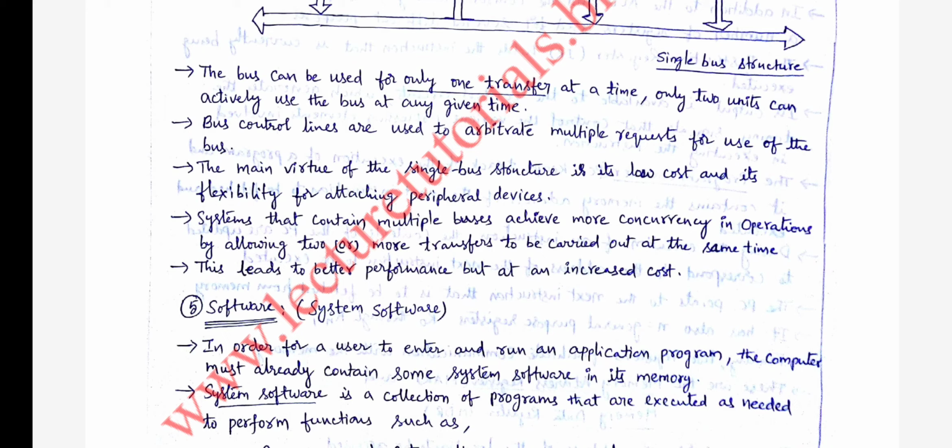Systems that contain multiple buses achieve more concurrency in operations by allowing two or more transfers to be carried out at the same time. That leads to better performance but at an increased cost.